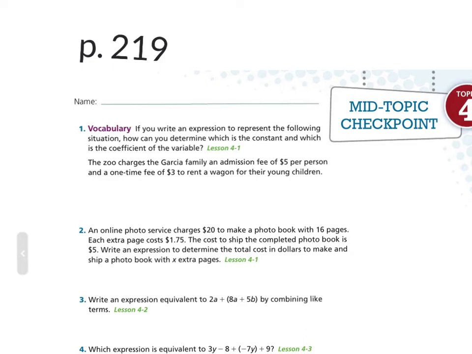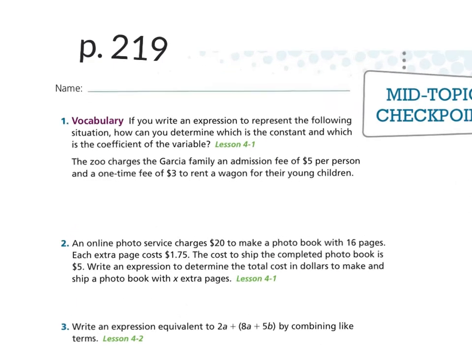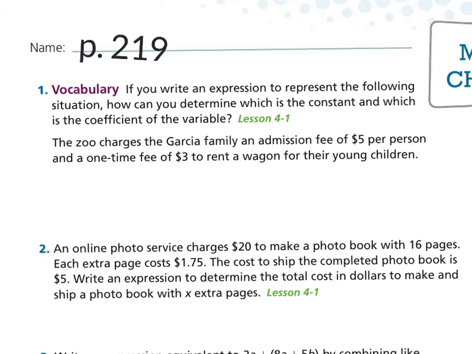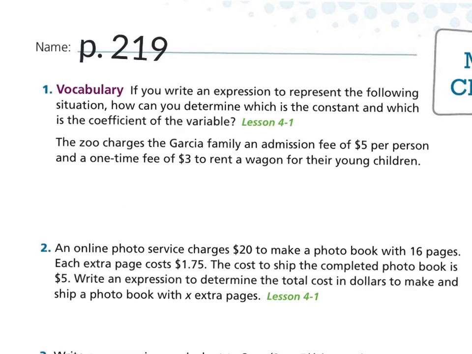So the mid-topic checkpoint, number 1, if you write an expression to represent the following situation, how can you determine which is the constant and which is the coefficient of the variable? So the zoo charges the Garcia family an admission fee of $5 per person and a one-time fee of $3 to rent a wagon for their young children. So what we have to think about is what is kind of a set amount and what is going to change or vary.